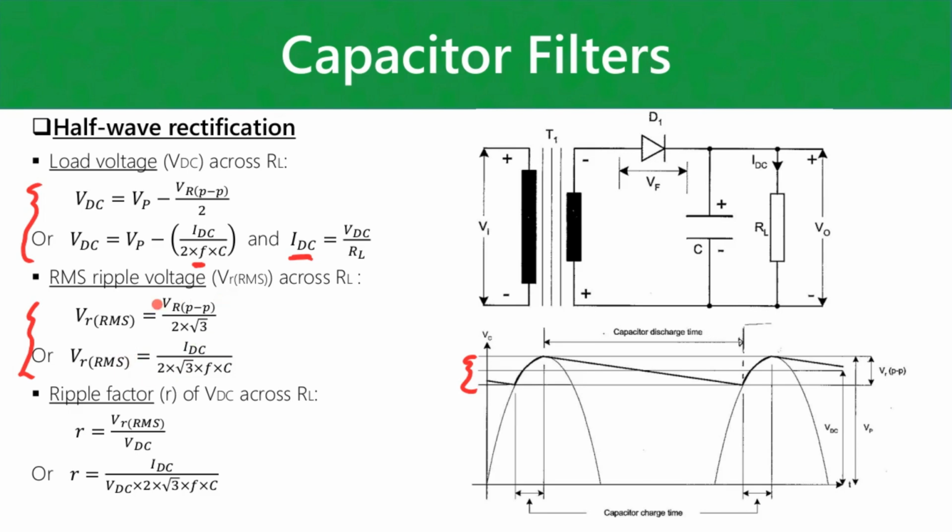You can also substitute the peak-to-peak voltage here with IDC over FC as well. Again, with a full wave rectifier, that 2 is going to change to a 4 to account for the doubling in frequency. And then you also have your ripple factor. Again, take a look at the frequency: that 2 is going to change into a 4 for a full wave rectifier. Just to reiterate, the frequency is your supply frequency. It's not the ripple frequency.